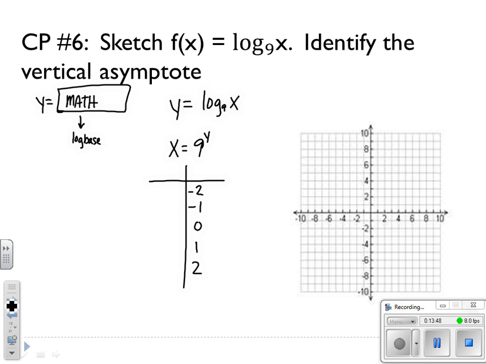So if I put a -2 in for y, I'd have 9 to the -2, or 1 over 81. A -1 in is going to give me an x value of 1/9. A 0 in, of course, gives me a value of 1. Anything to the 0 power is 1. 9 to the first power, 9 to the second power, and I'm ready to graph. Okay, so right about here, here, 1, 0, 9, 1, and then we fall off. So we're hugging the y-axis and then heading off to the right.